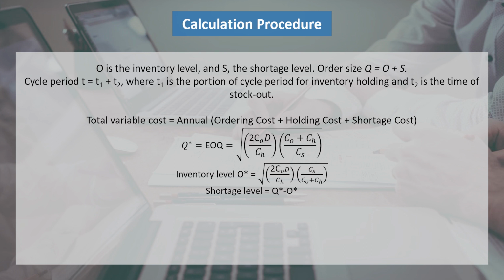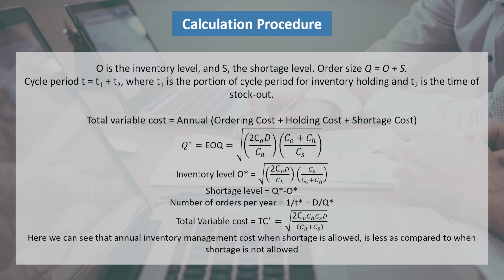For calculating the shortage level, you can find the value of Q star and you can also find the value of O star. To calculate the number of orders per year, to fit the values into the formula, we take 1 upon T star, that is the cycle period, which is equal to D upon Q star. Now the total variable cost in this situation will be TC bar or TC star, that is the square root of 2 CO CS into CH D upon CH plus CS.